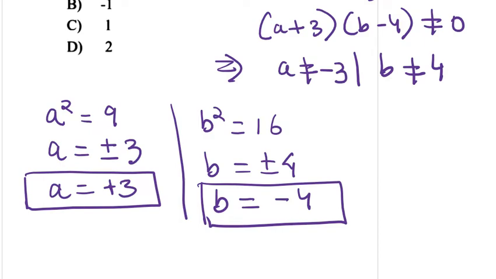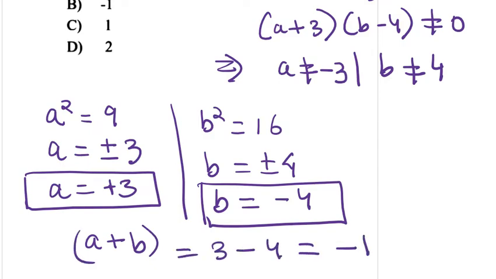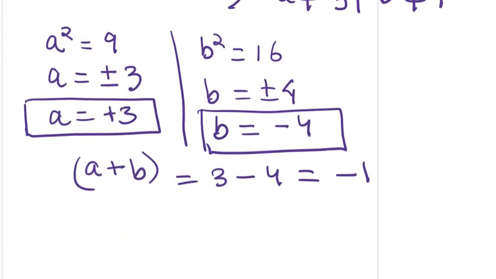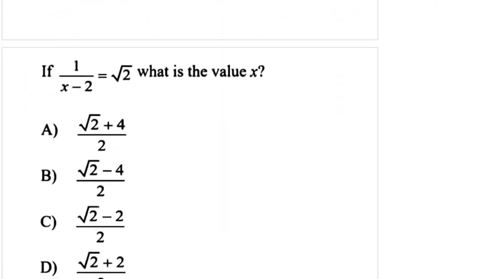So a is 3, b is minus 4, that means a plus b you need to find. That will be 3 minus 4, and the final answer is going to come as minus 1. Do we have that in the options? Yes, we do. Option B is your answer. Let's move on to the next question, question number 10.